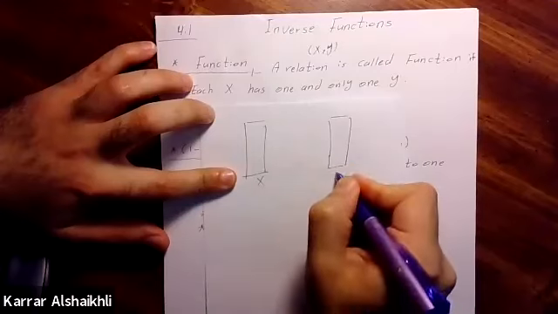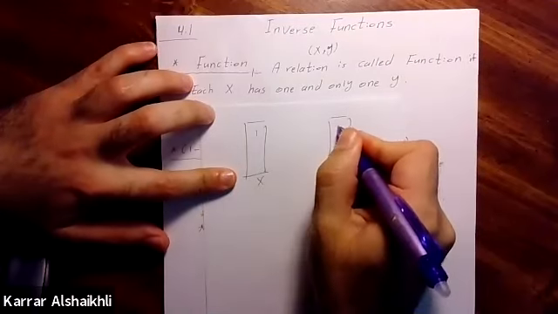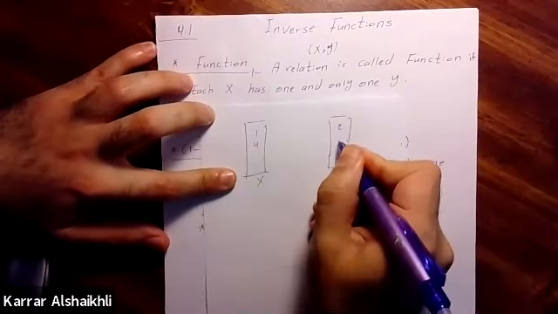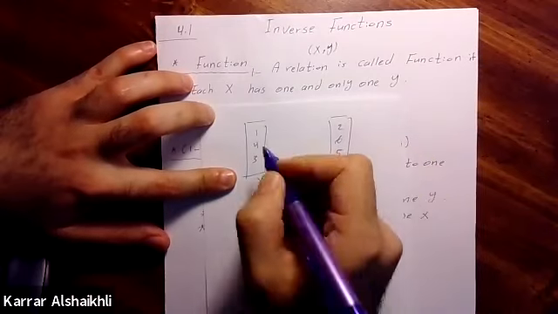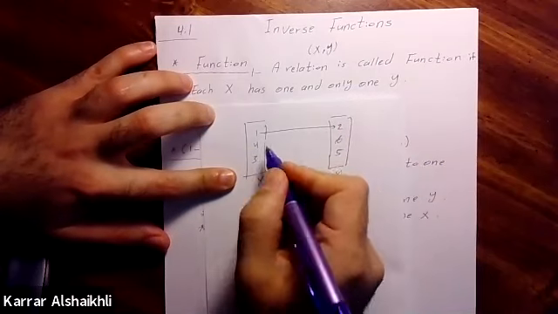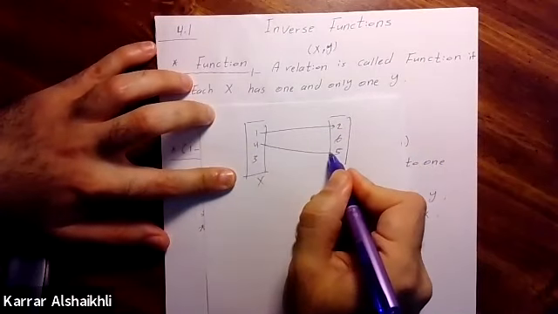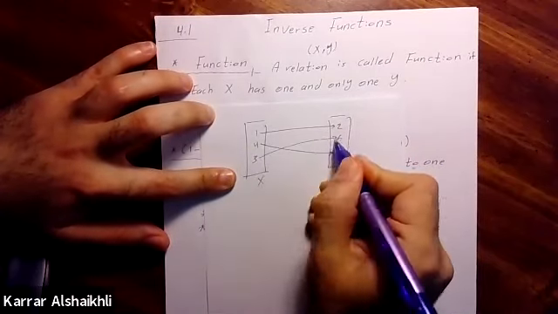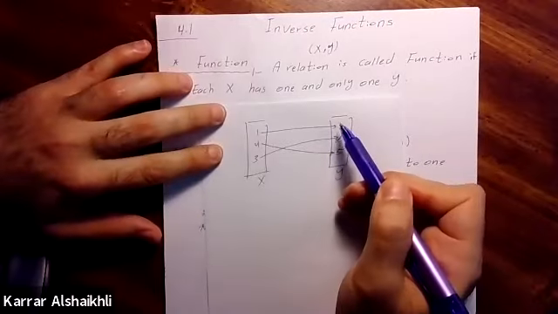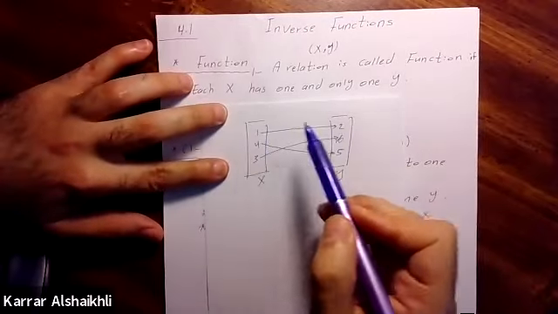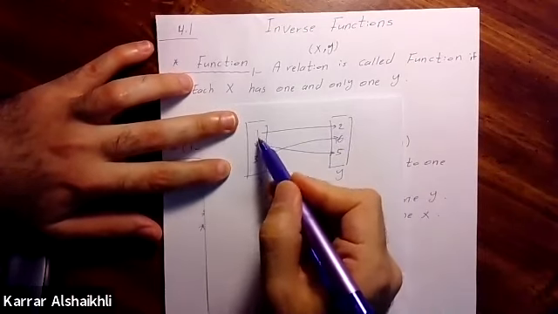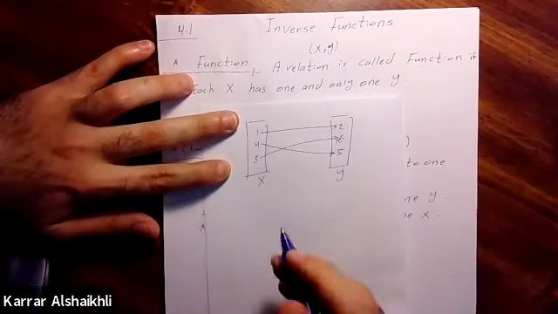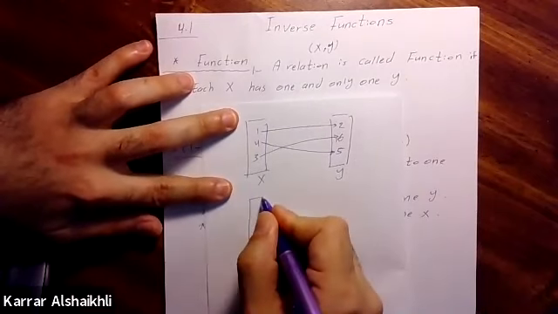This is x, this is y. Let's say 1, 2, 4, 6, 3, 5. Each x goes to one y. This x goes to the 5, 3 goes to the 6. So each x goes to one y. Each person goes to one place, which is fine. If you see two persons from here goes to one place, also is going to be fine.